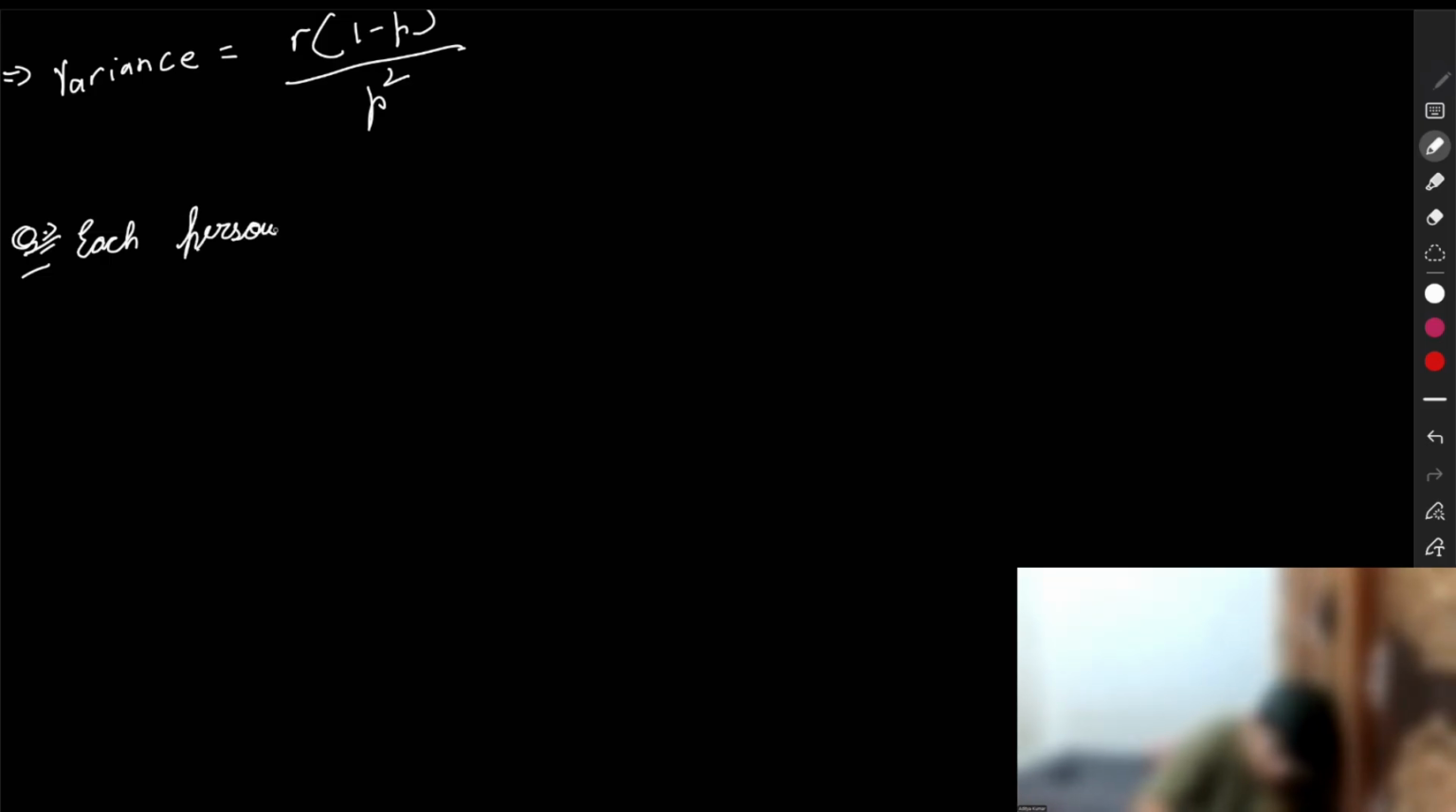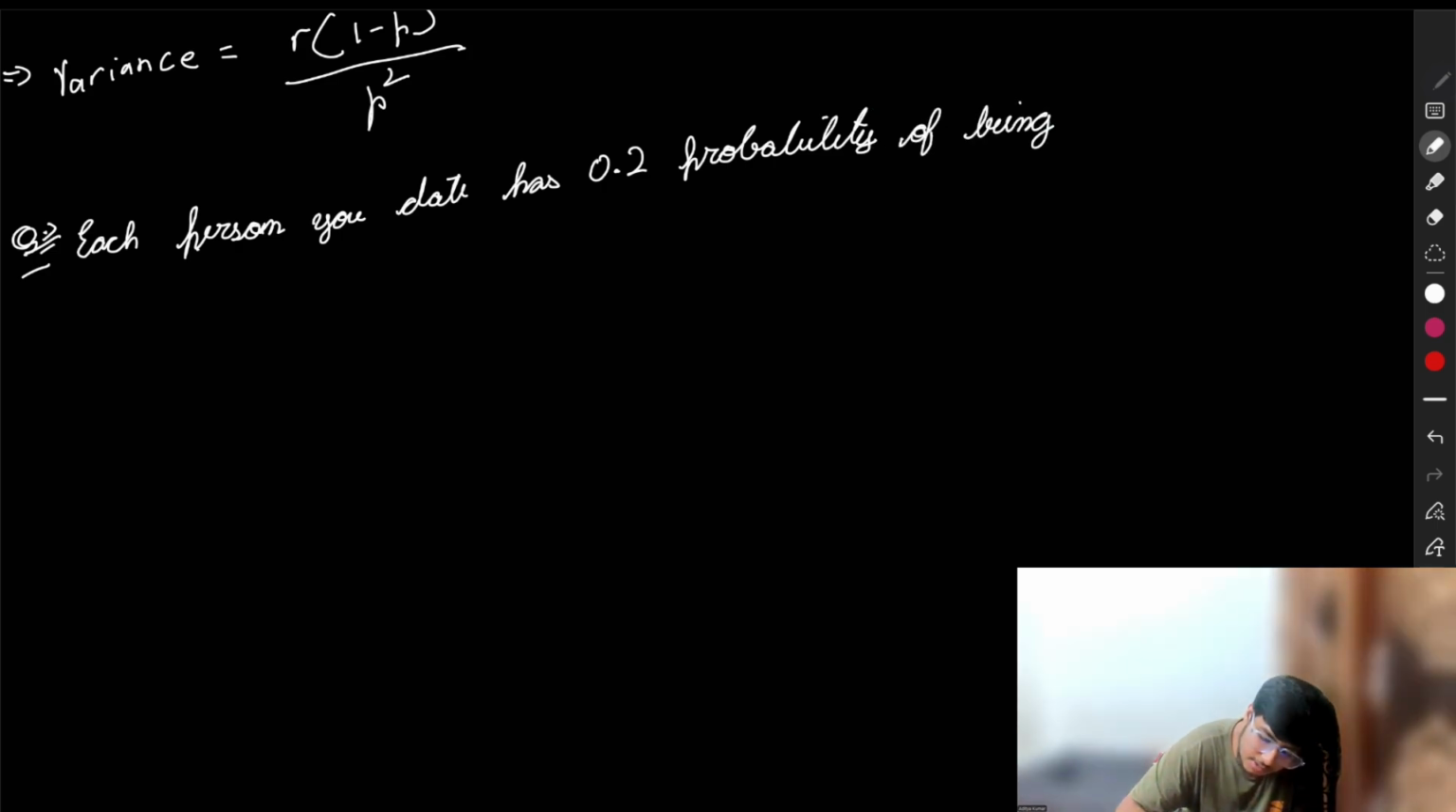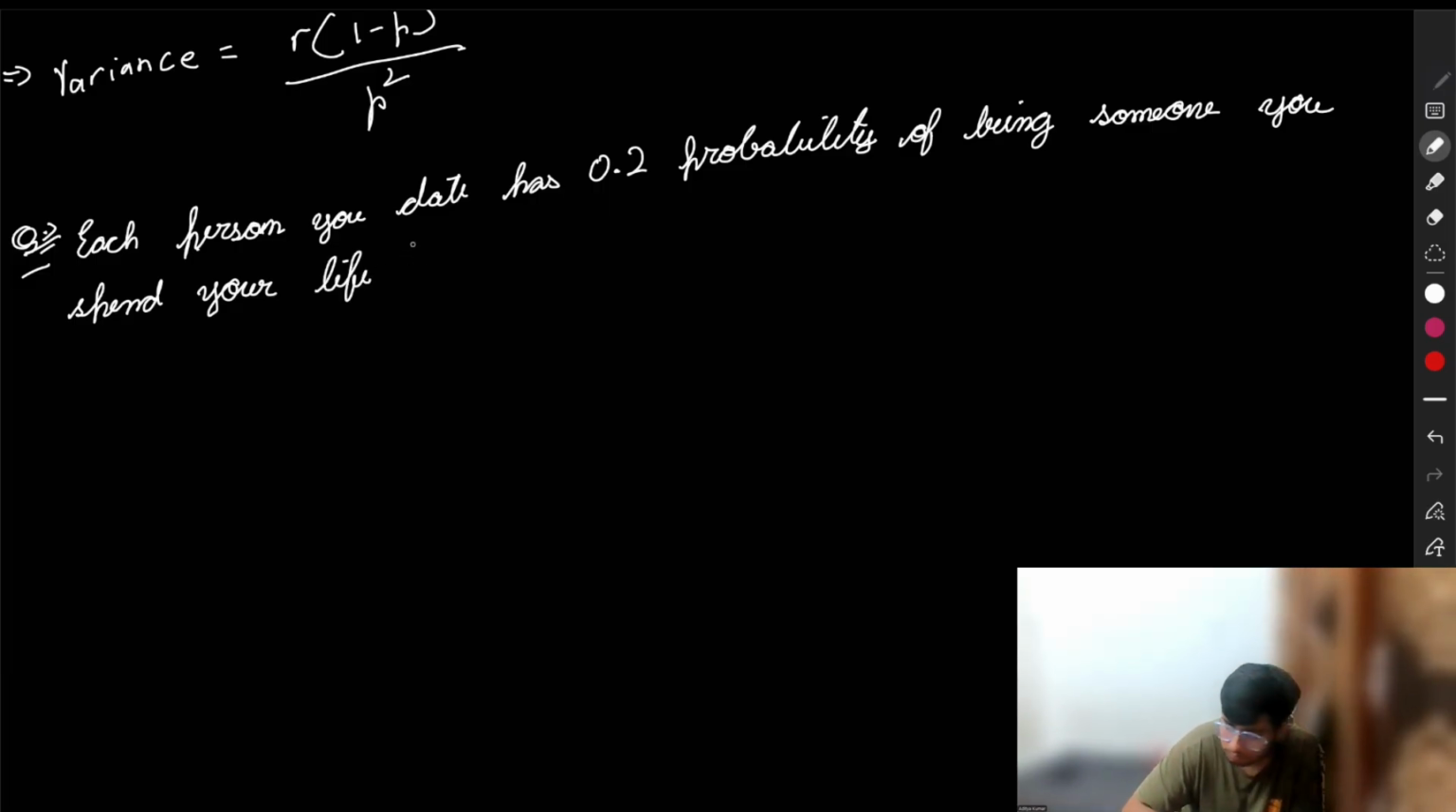So first, let me write the question. Each person you date has 0.2 probability of being someone you spend your life with.